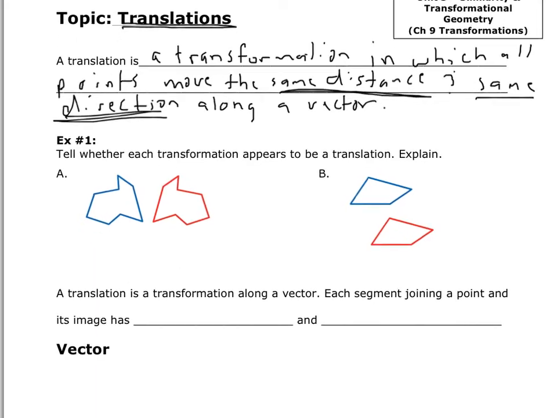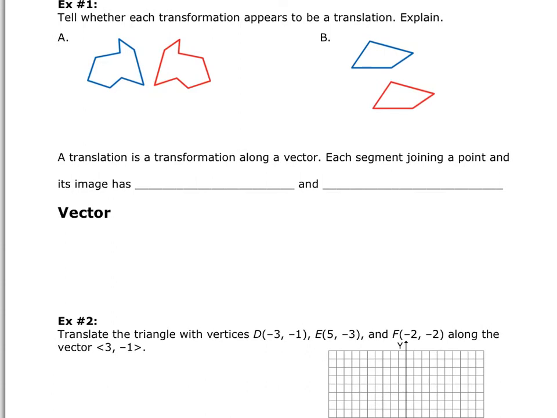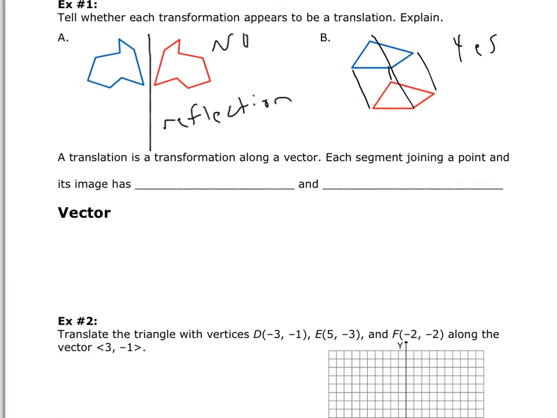All right. Okay, so a couple of examples. It wants you to tell whether each transformation appears to be a translation. So the first one, it looks like you have a line of reflection, and it looks like it's reflected. So no, this isn't a translation. This is a reflection. But what about the other one? It looks like each point is moved the same distance and the same direction. So it looks like it should be a translation. So yes, it is a translation.